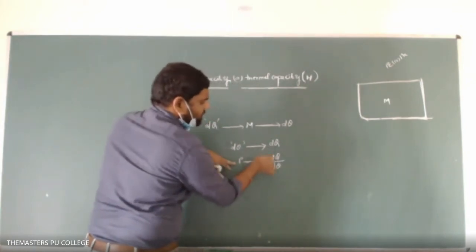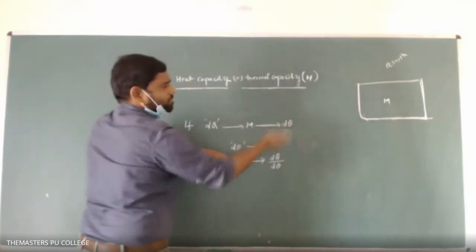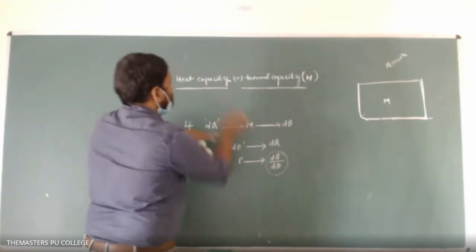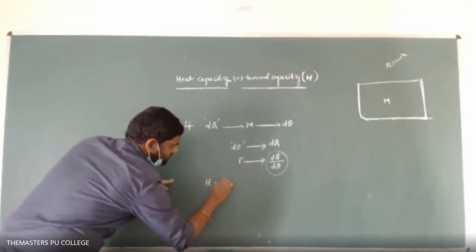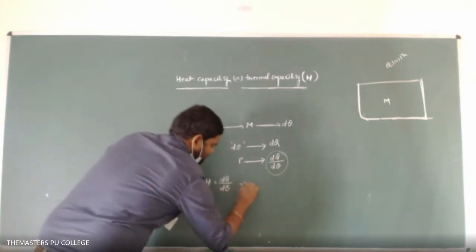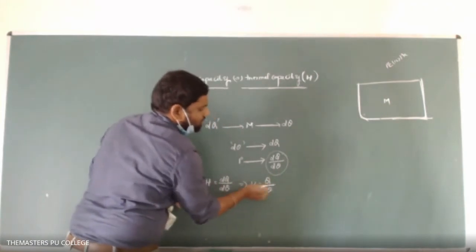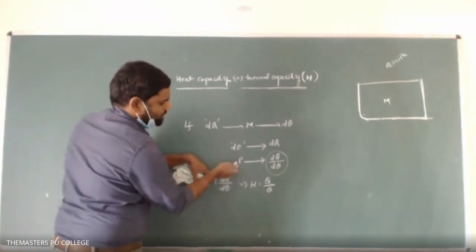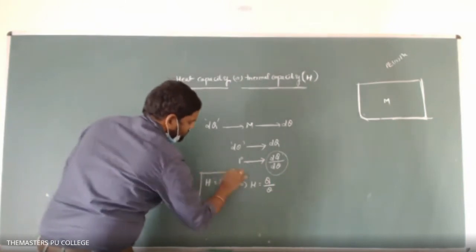This dq upon d theta is the heat required to raise the entire mass by 1 degree centigrade. That's why this is known as heat capacity or thermal capacity. Heat capacity H is equal to dq by d theta, or this can also be written as H equals q by theta. Here q stands for heat supplied, theta stands for rising temperature; similarly dq stands for heat supplied, d theta is the rising temperature. Both represent the same. So this is about heat capacity.